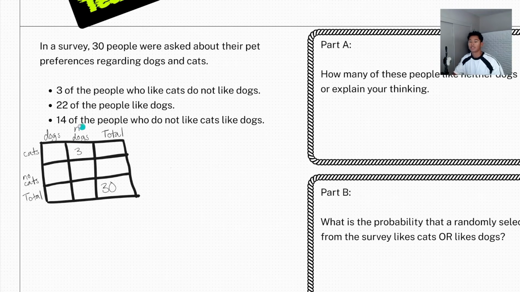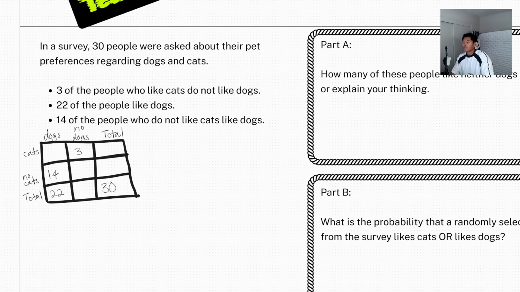Okay. Next, 22 people like dogs. Okay, so if they like dogs, it does not say anything about whether or not they like cats. So I'm going to assume that this is actually the total people who like dogs, regardless of whether or not they like cats. So that would be dogs. I'm going to put that down here. Okay. Next, 14 of the people who do not like cats like dogs. So no cats, yes dogs. Okay, so I'm going to go no cats, yes dogs. These guys are going to go right here.